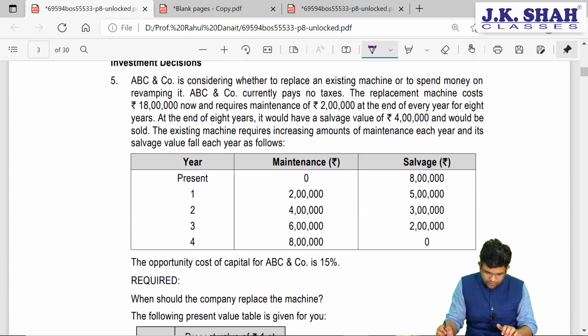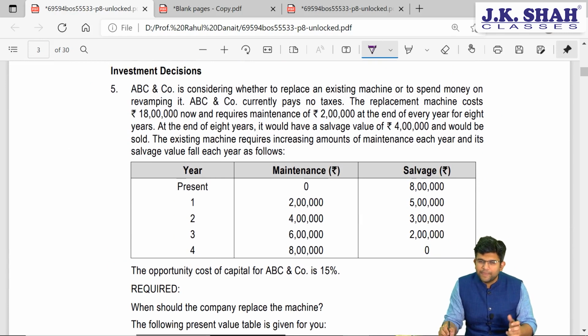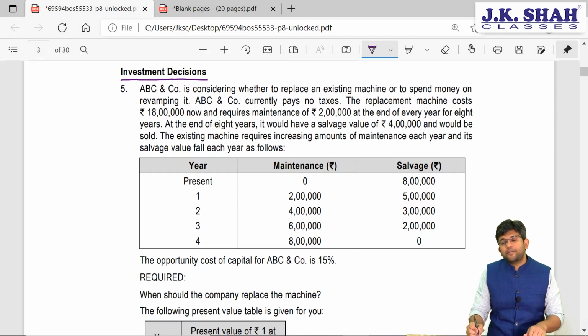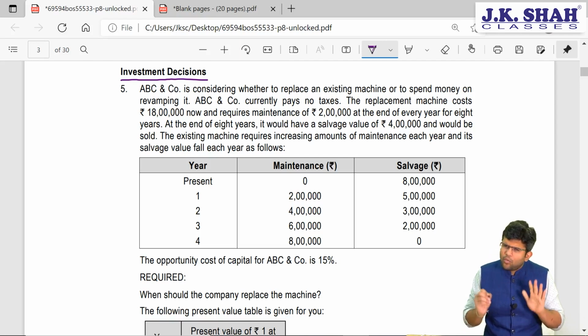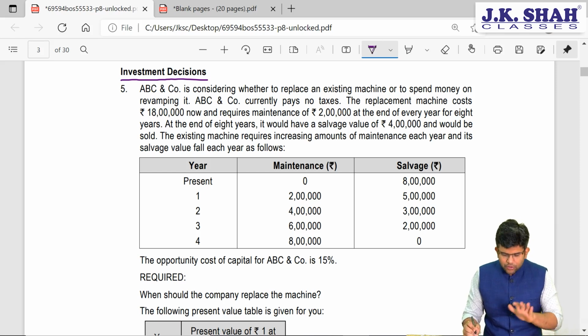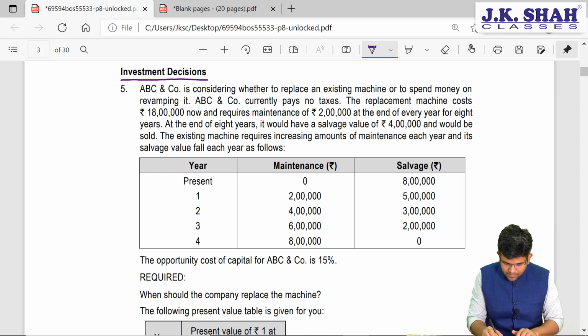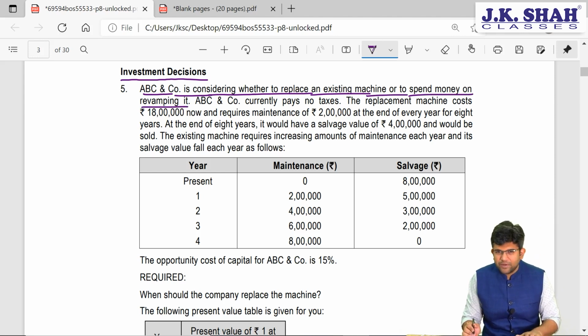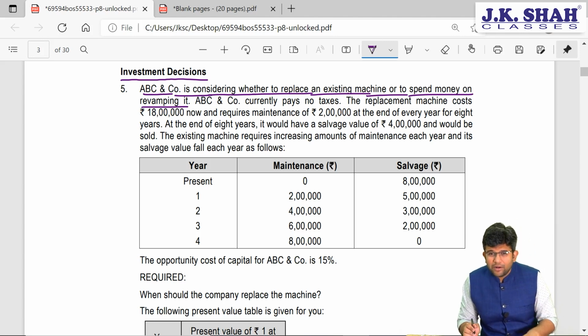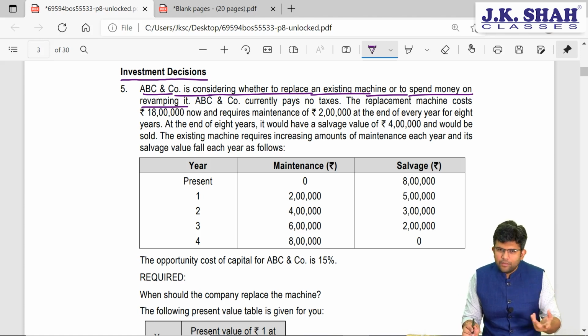Let us now go to question number 5, that is on investment decisions, that is capital budgeting. Now this question from capital budgeting is based on a concept called the replacement cycle. What that is, I'll explain to you in depth through this particular question. Let's start. They are saying ABC and company is considering whether to replace an existing machine or to spend money on revamping it. So basically this company ABC has an existing machine already. They are thinking, should we replace it with a new one, or should we spend money on it to revamp it, or basically to improve it, right?